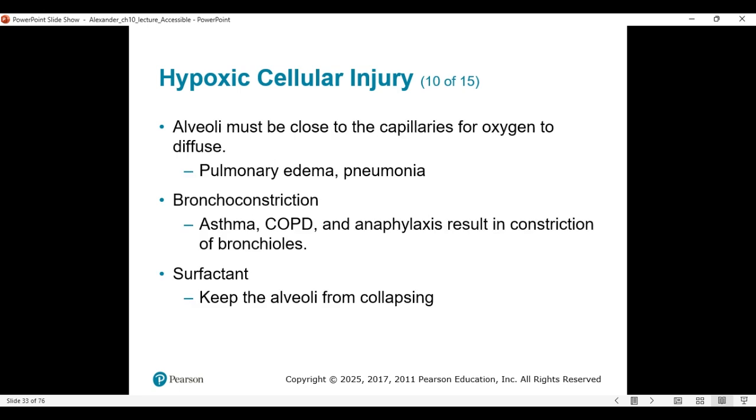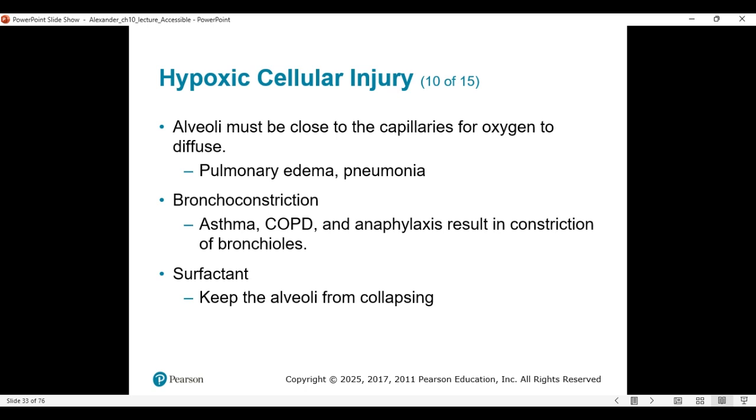The alveoli must be close to capillaries for the oxygen to diffuse. So if we have stuff like pulmonary edema or pneumonia, this causes swelling, and this may make it harder for the diffusion to happen. Bronchial constrictions, such as in asthma, COPD, or anaphylaxis, will result in the bronchi or the bronchioles constricting, so there's less air moving in and out.